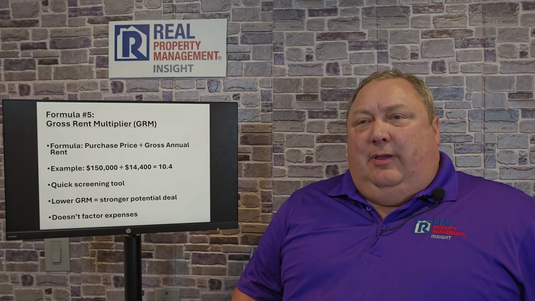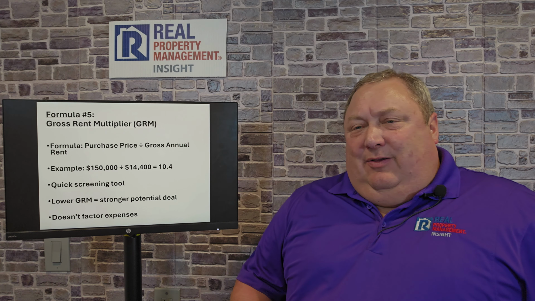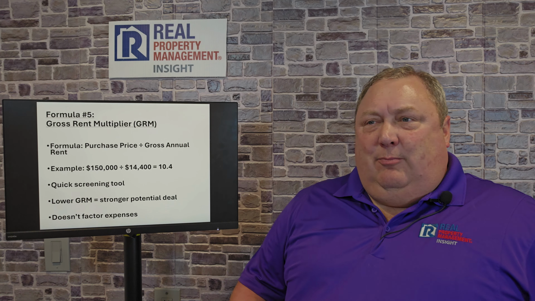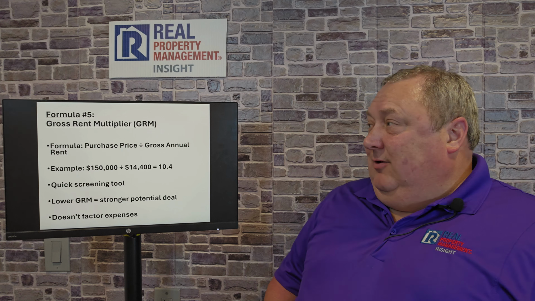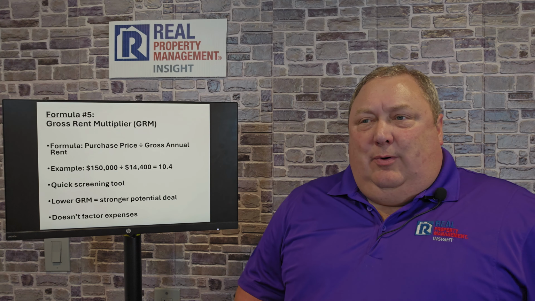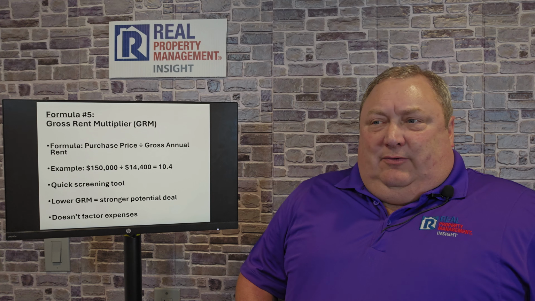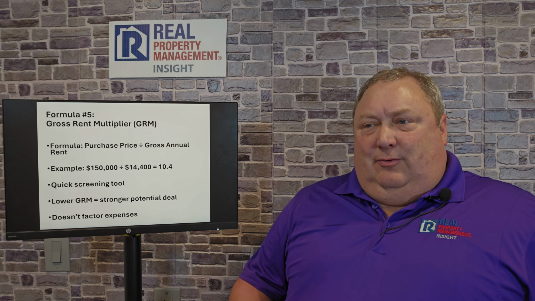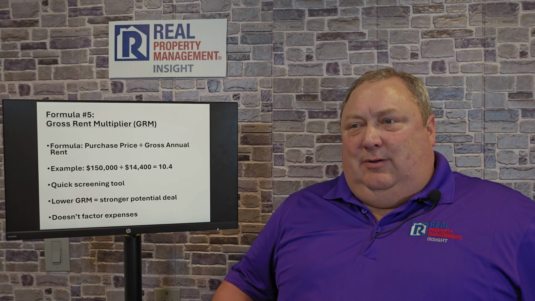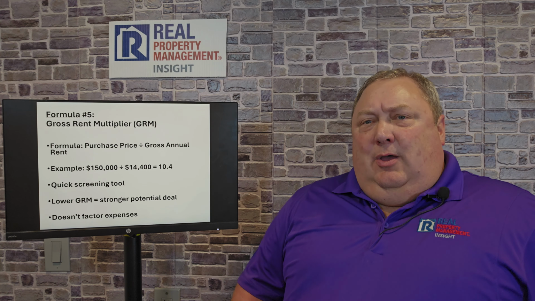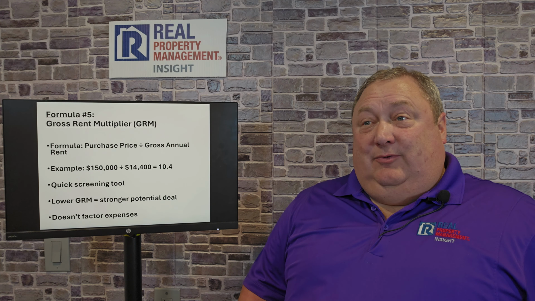The fifth formula is the gross rent multiplier. This one's really not used as much. It is used more in large commercial or multifamily properties, not as much in single family residential, but it gives you another tool to make very quick comparisons between properties. Should I look at the $1 million property, the $800,000 property, the $2.5 million property? Which one is going to be worth spending more time to investigate?